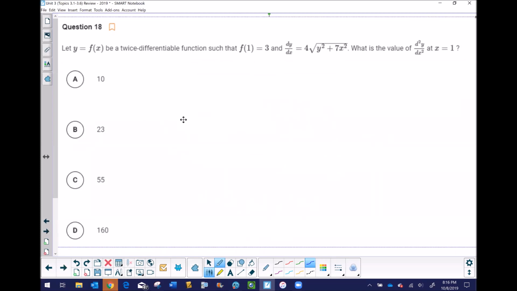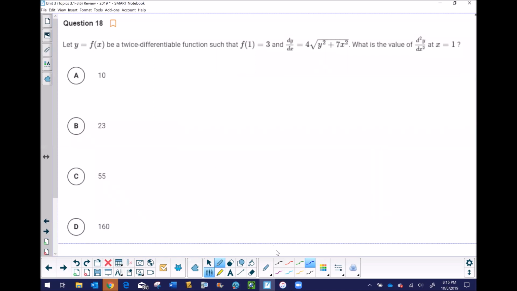So here it is. This one you can actually see. Lovely. All right, let's take a look at this guy. Let's lock it in place first. Lock in place. So we read it. It says y equal f of x is a twice differentiable function. That just means that you can do stuff to it. Don't worry too much about that. F of 1 is 3. The derivative is given. What's the value of the second derivative at x equal 1?